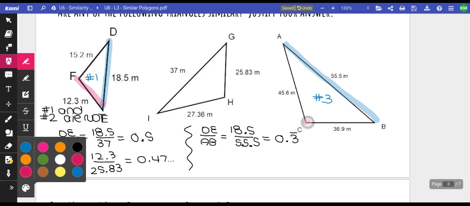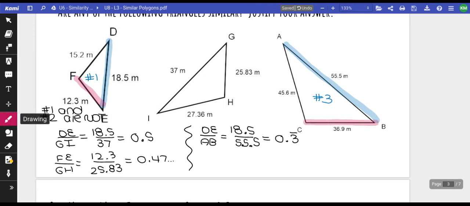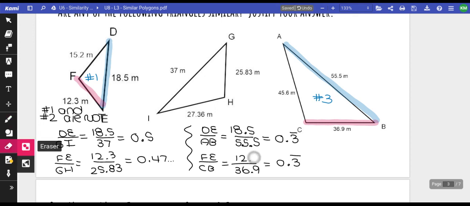Well, we may as well do our shortest side next. I'm seeing that the shortest side is 36.9. So again, we're still going to do FE, because that one we said goes on top, it was first. Over, in this case, it's CB or BC. Doesn't matter how you write it. 12.3 over 36.9 is 0.3 repeating. If it works for 2 of the sides, bingo bango, you're in the money.